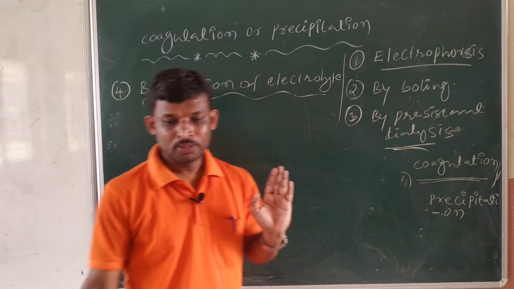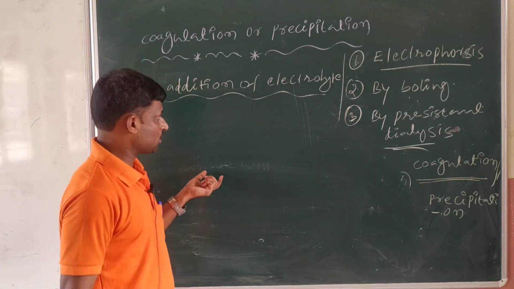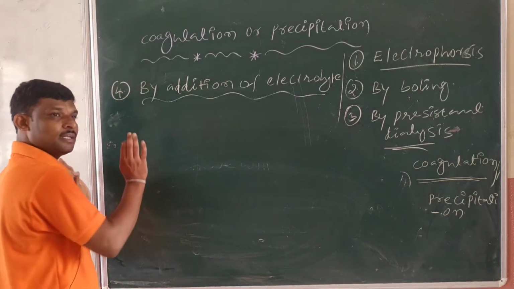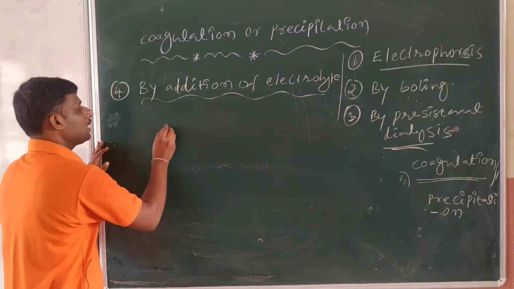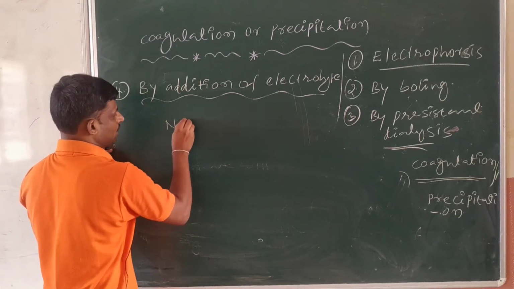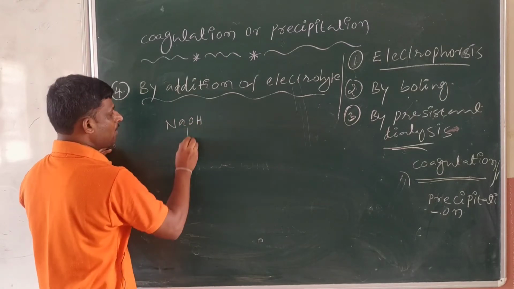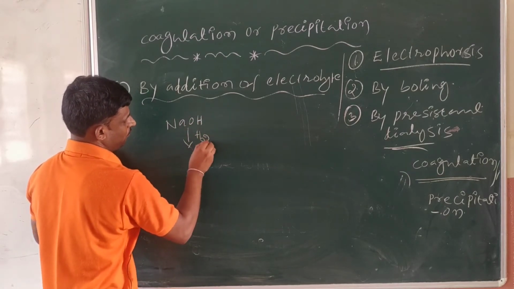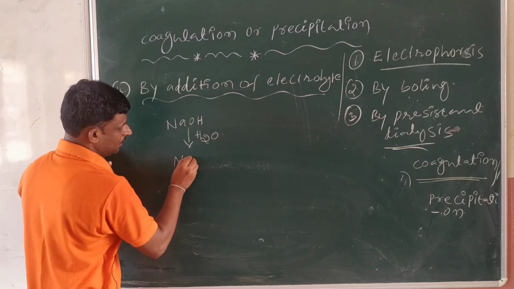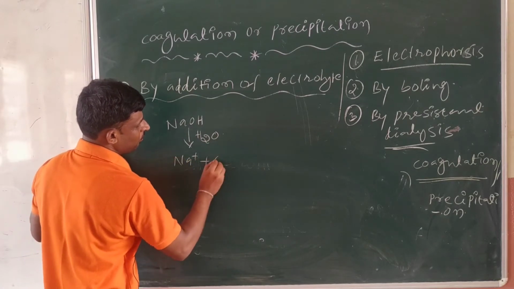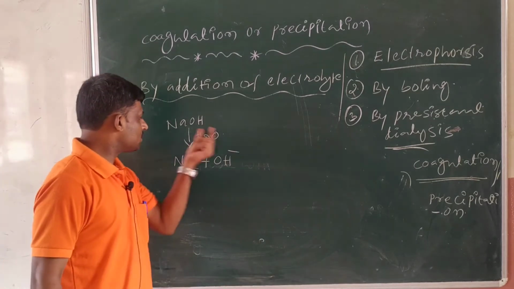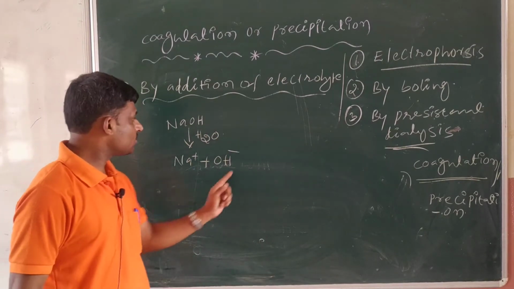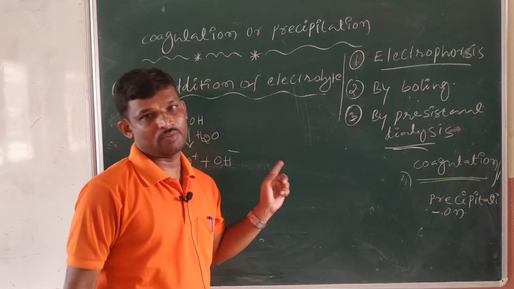So how does coagulation take place in this case? For example, take an electrolyte like NaOH. When I add NaOH into water, H2O, what happens? It gives Na+ and OH-. These are carrying charges in a solvent. Am I right or not?